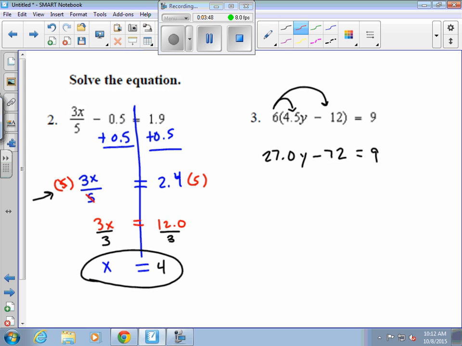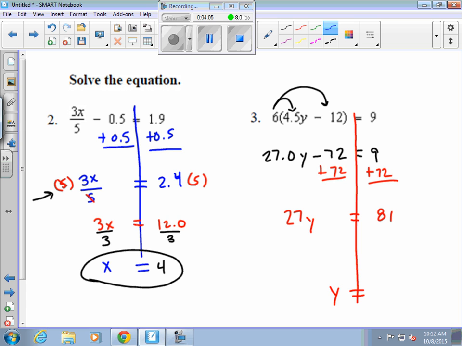At this point, we want to get y equals all by itself. Undo negative 72 by adding it. If you add it there, add it here. And 27.0y is equal to 81. Get y by itself by undoing 27 times it. Divide by 27. You do it there, do it here. 27 goes into 81 3 times. So y is 3.